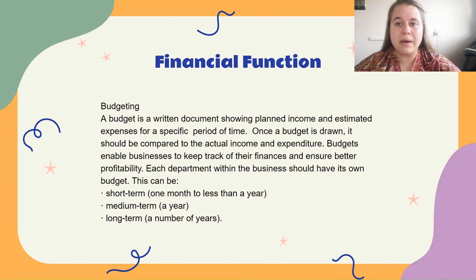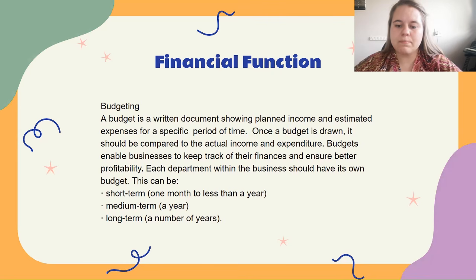Budgeting. A budget is a written document showing planned income and expected expenses for a specific period of time. Once a budget is drawn up, it should be compared to the actual income and expenditure. Budgets enable businesses to keep track of their finances and ensure better profitability. Each department within a business should have its own budget. So when we're comparing, our budget was to use 200,000. When we come to the actual amounts, did we make use of 200,000 or did we go over that? So are we over budget or under budget?